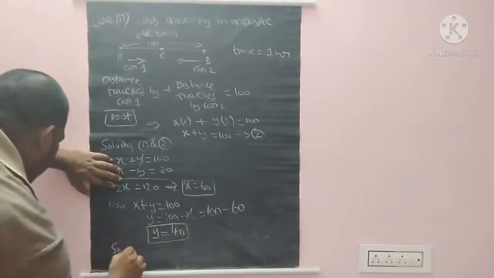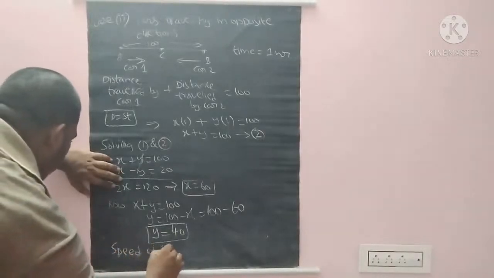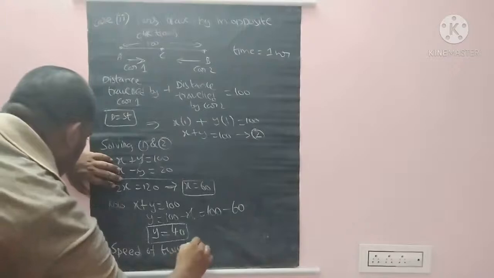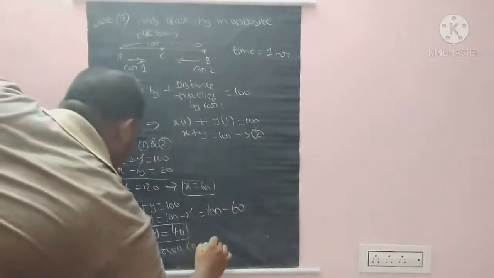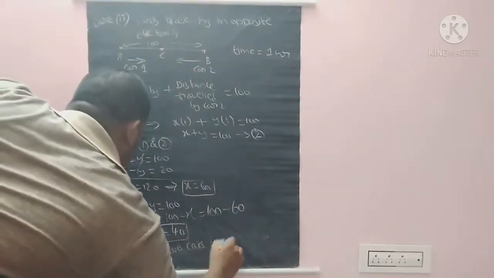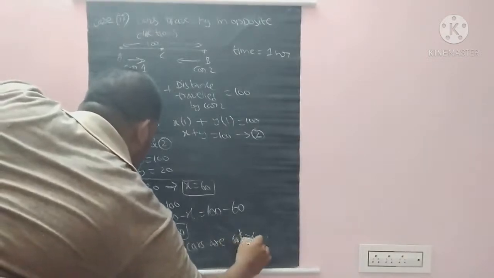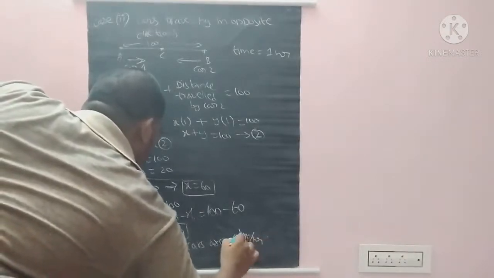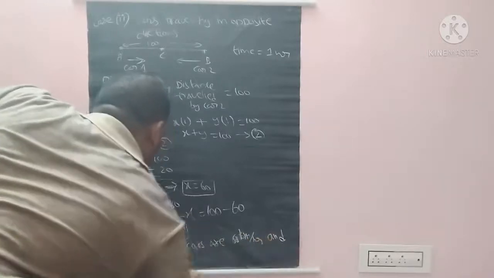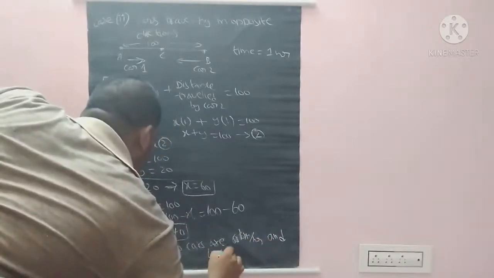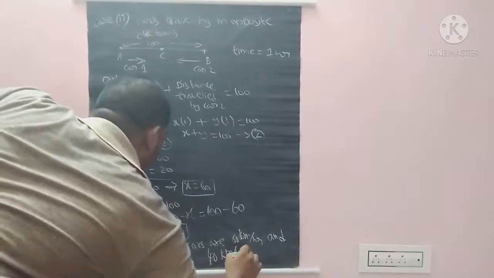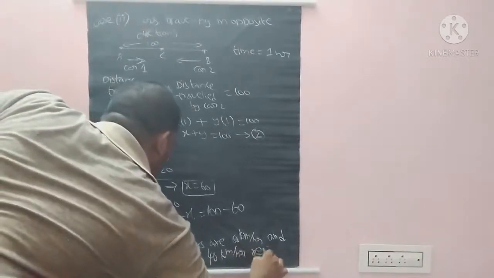Speed of the two cars are 60 kilometers per hour and 40 kilometers per hour respectively.